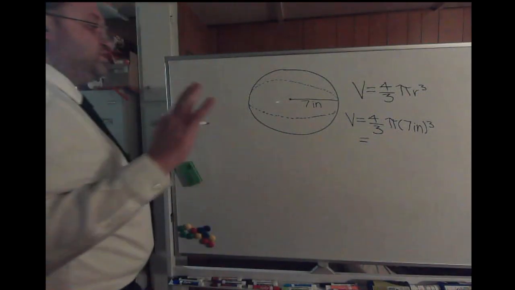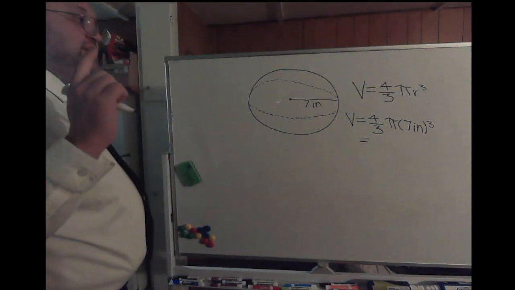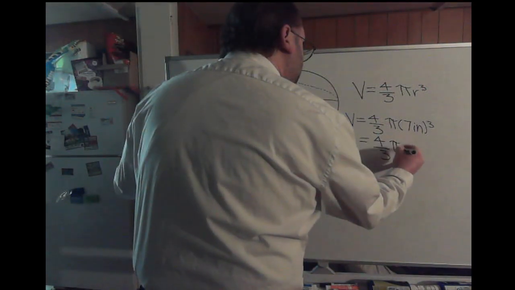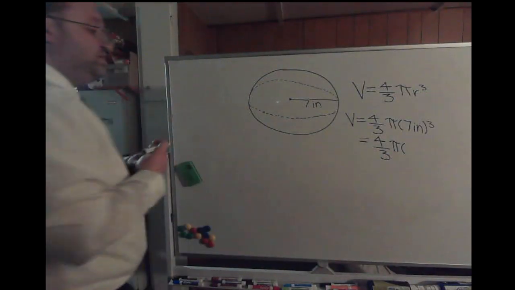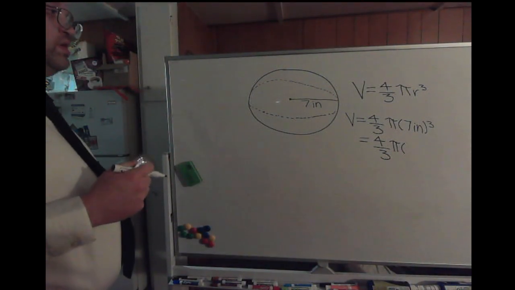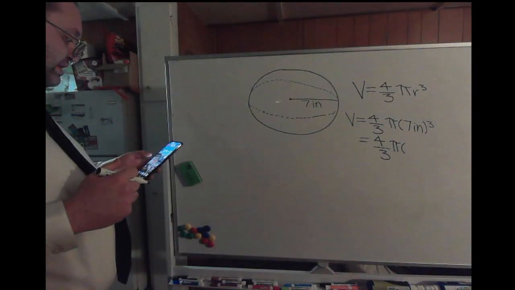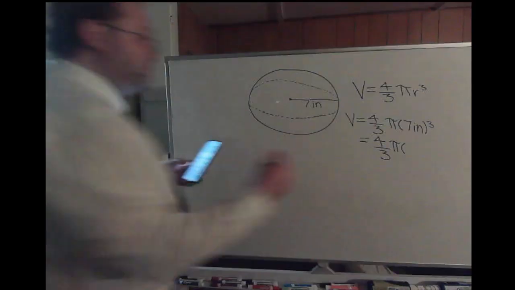So, of course, order of operations dictates that we do the exponents first. So you'll still have 4/3 times pi. Now we need to figure out what 7 to the third is. What is 7 to the third power? I get 343. Inches to the third power is just that. You'll have cubic inches.